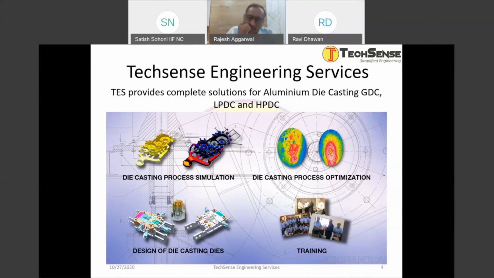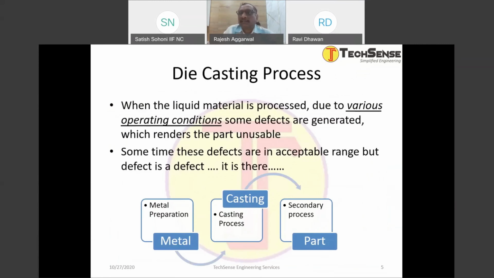So in the same line, we got in touch with the NCTS IIF, and thank you very much for organizing this session, and we'll be talking about the basic fundamentals, the basic variables behind the die casting process.